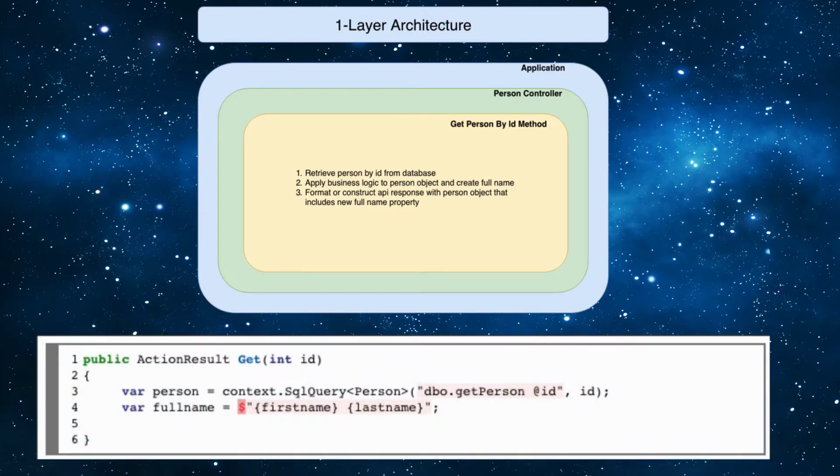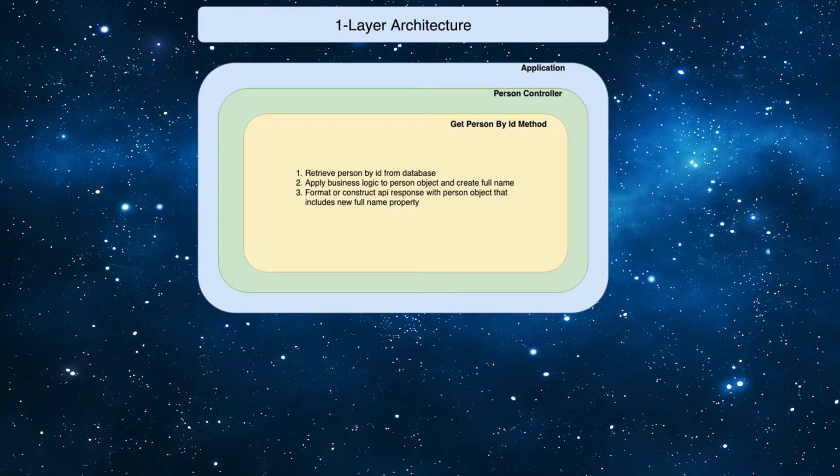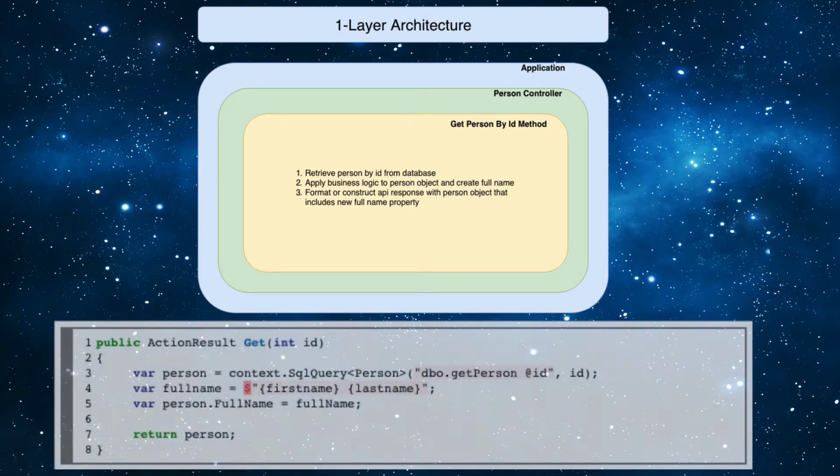We now have a person object which contains first name and last name. Our next step is to apply our business logic and create the full name property. This full name will be the first name and then the last name, but with a space in between. So let's write that code now. Now that we have our person object and the full name of that person, we can return that data from the controller.